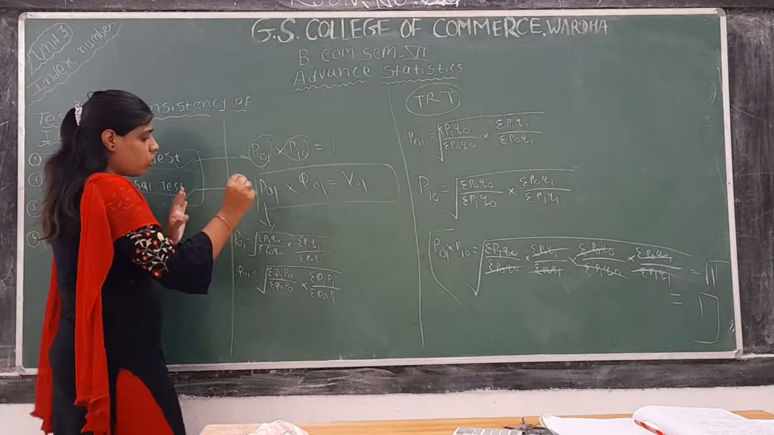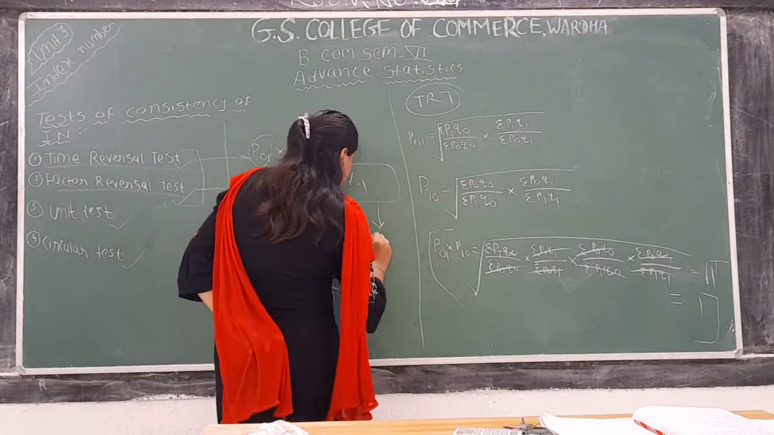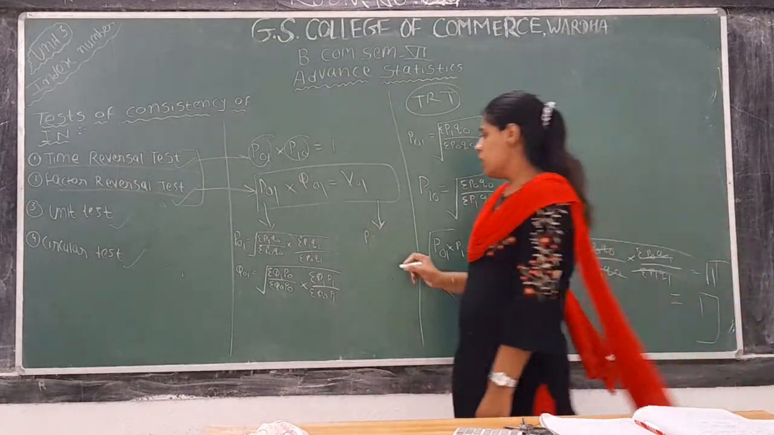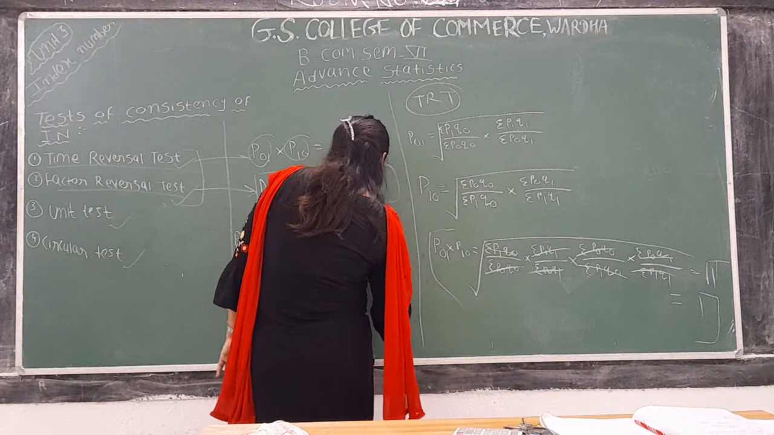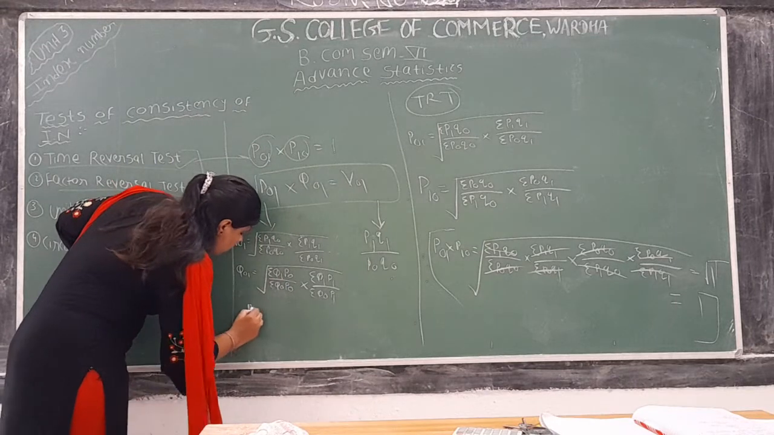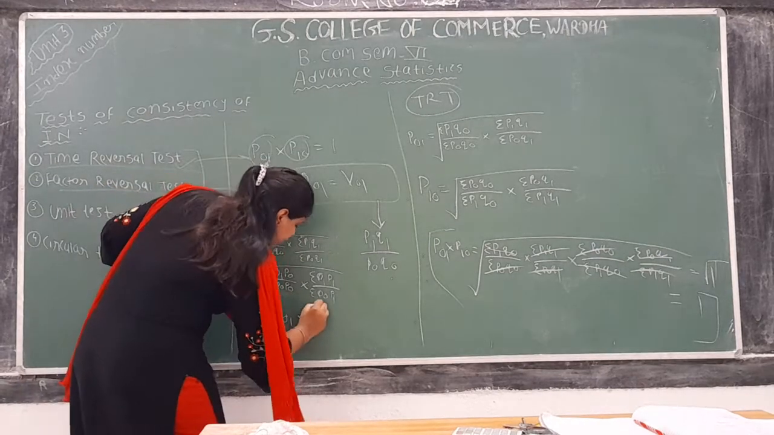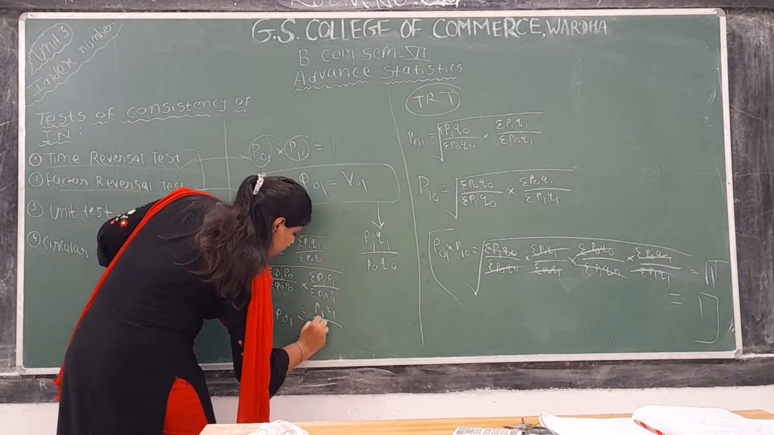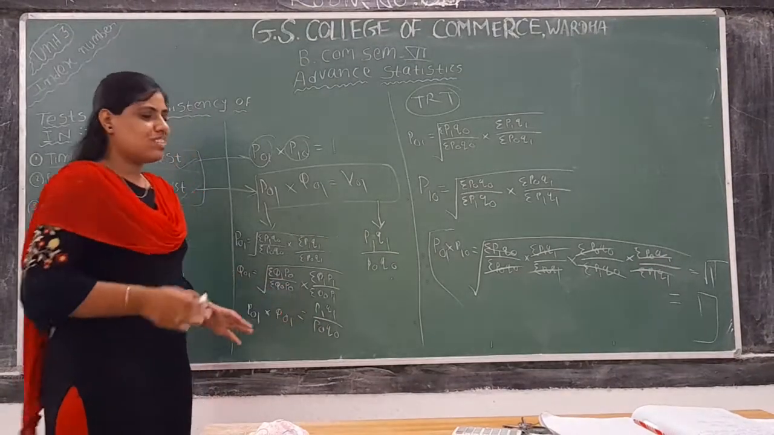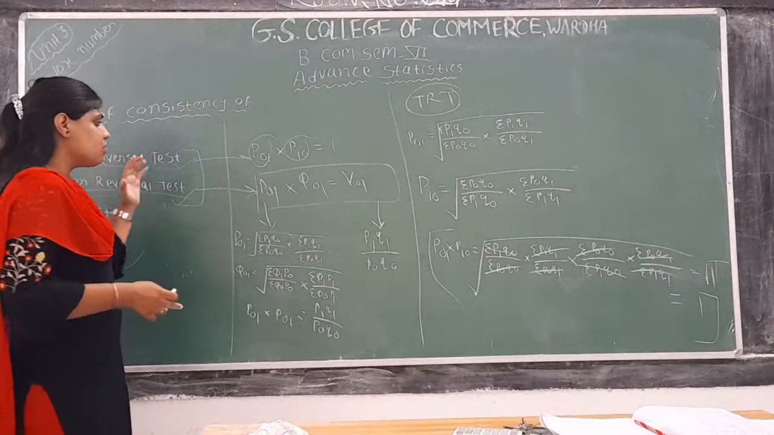Now what is the formula for computing V01? V01 is equal to summation P1Q1 upon summation P0Q0. So this P01 into Q01 should be equal to this P1Q1 upon P0Q0. When the conditions become such by using the index number, we say that the formula is satisfying the factor reversal test as well.